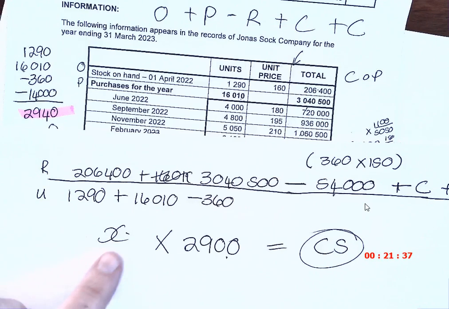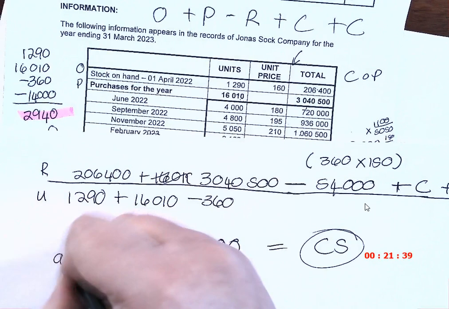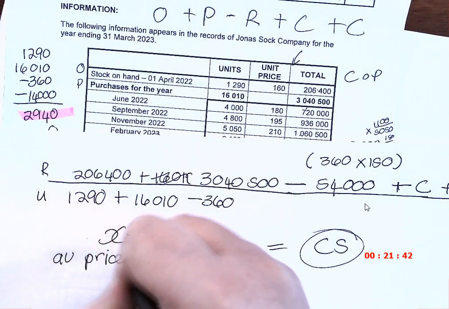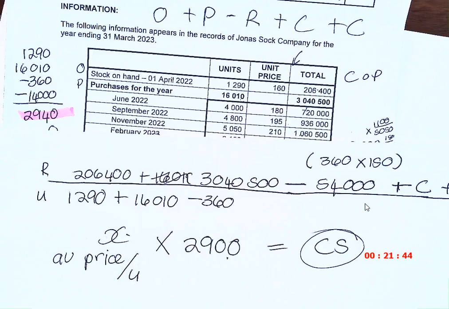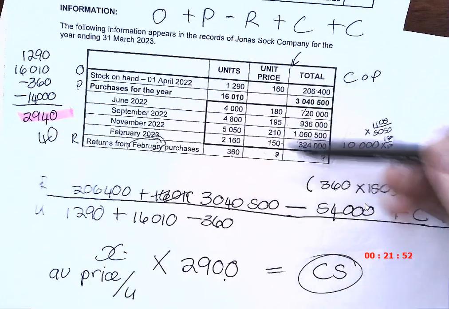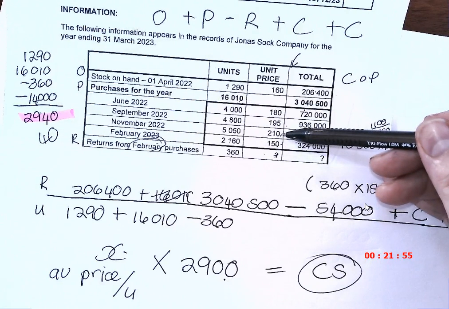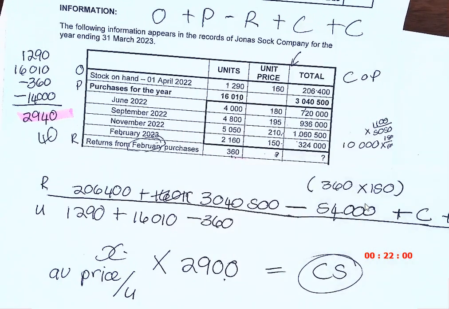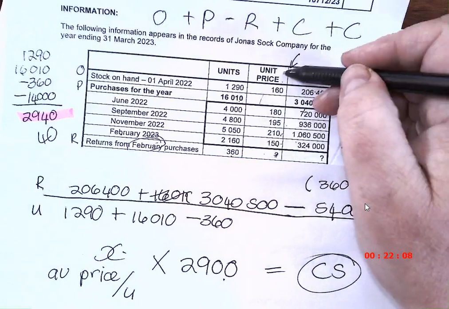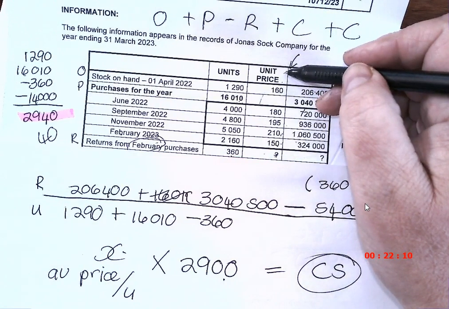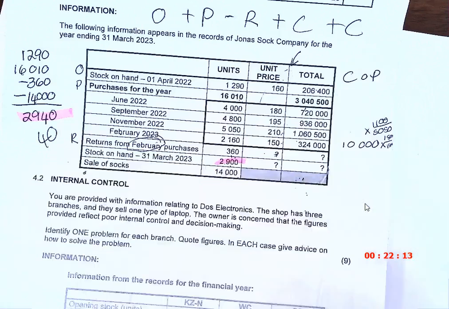The answer I get here will be the average price per unit. So on average the price was, and if I look at these unit costs, it would be lower than 200, definitely, and higher than 150. It would lie between 150 and 200. Can you see how you can test yourself also? Because it would be within this range. Okay, sorted.